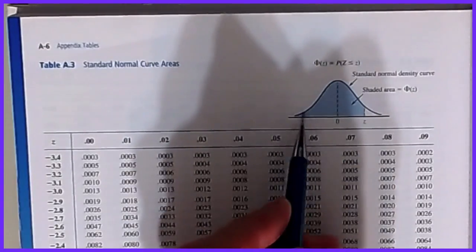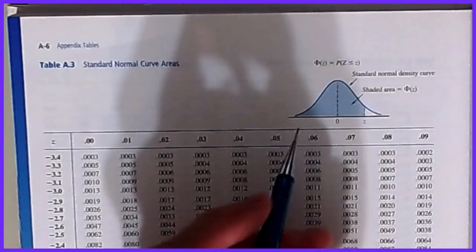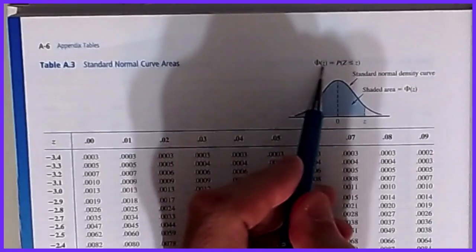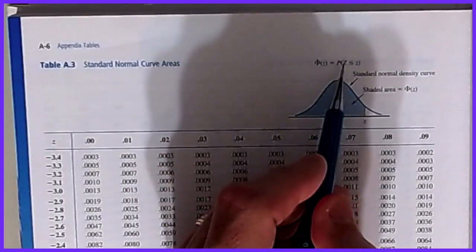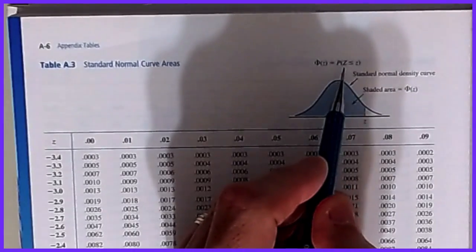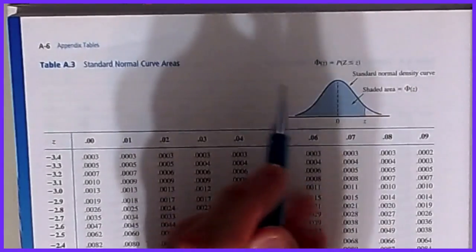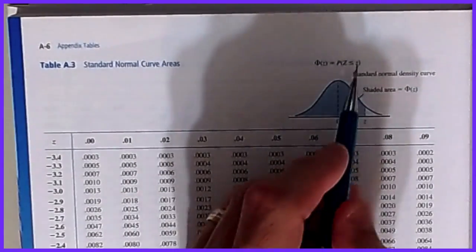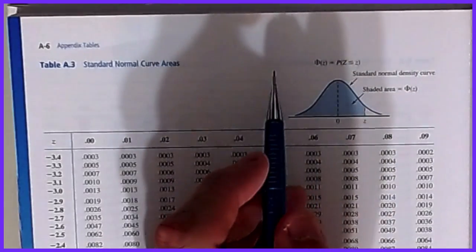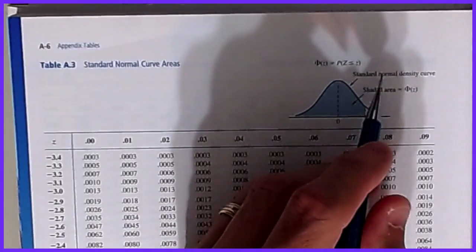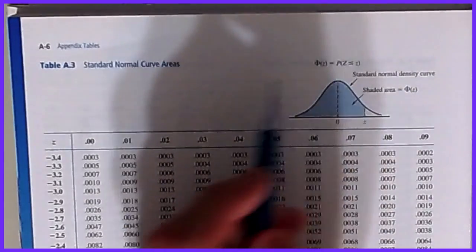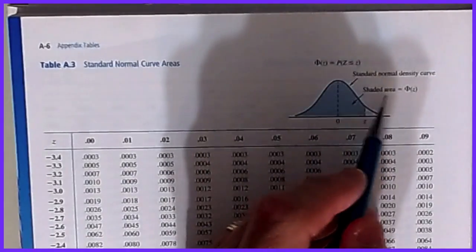And so what they've done is they've represented this shaded area. Okay, and they're saying then that this phi value, this phi of z, is equal to the probability of my z random variable being less than some numerical value. And I'll show you how to come up with what that value is when we start doing non-standard normals. So this is what we call a standard normal density curve. This is the density function, the PDF, if you will. All right, and so this shaded area is phi of z.